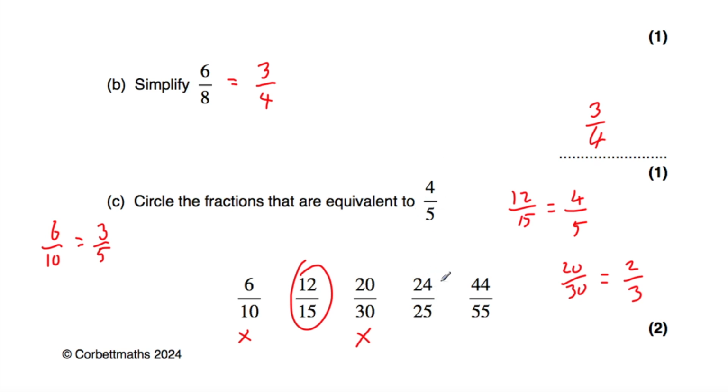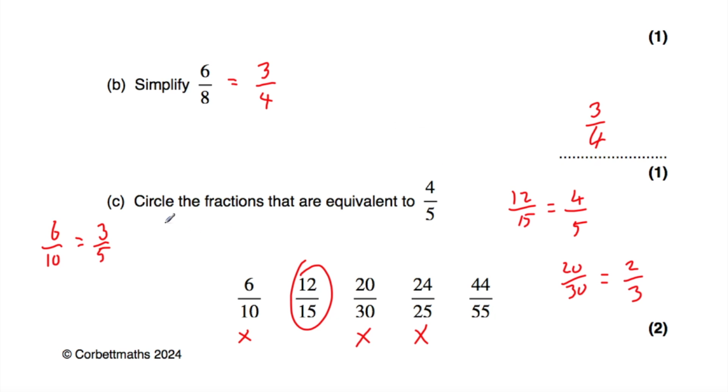24/25. Now 24 and 25, apart from 1, they've got no other common factors because the factors of 25 are 1, 5 and 25, and apart from 1, 24 shares no other factors with 25, so that's already simplified, so it's not that one. And finally 44/55.